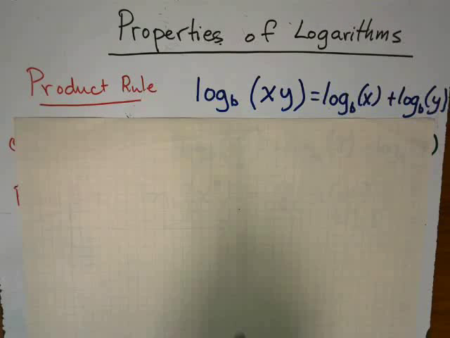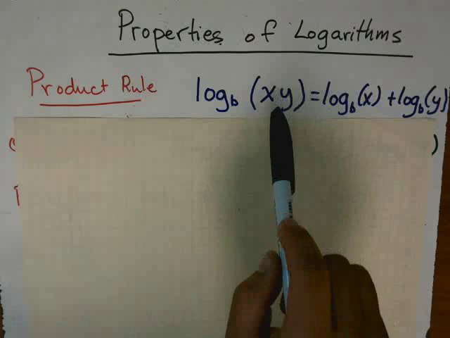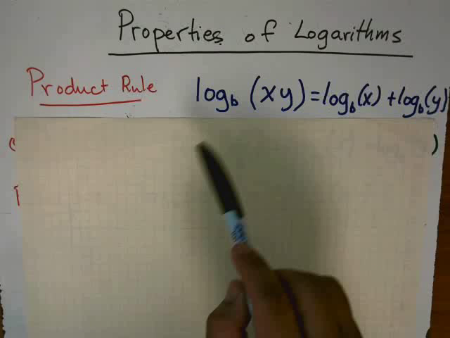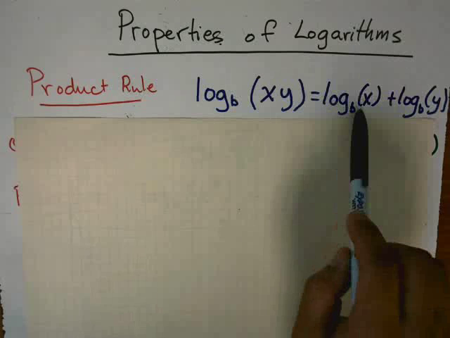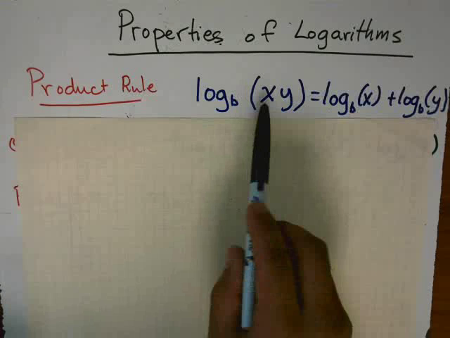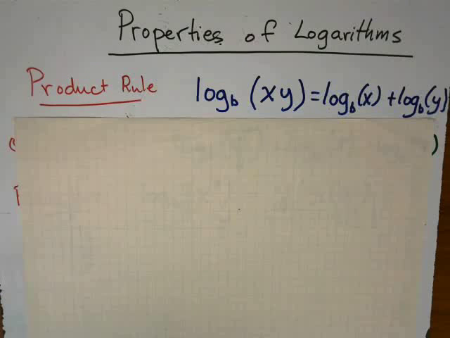When you have a log of two products, x times y, you can separate them into log of x plus log of y. I notice I have base b here, and that just illustrates the point that the base has to remain the same for all of these logarithms. As long as you keep the base the same, you can apply this rule. Log of x times y is really log of x plus log of y. Now I'm stating these rules right now without proof. I will prove each one of these individually in later videos.